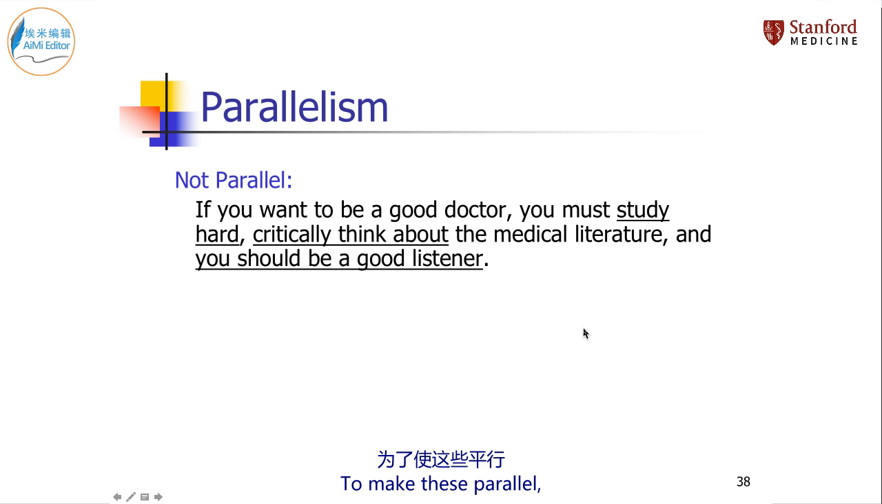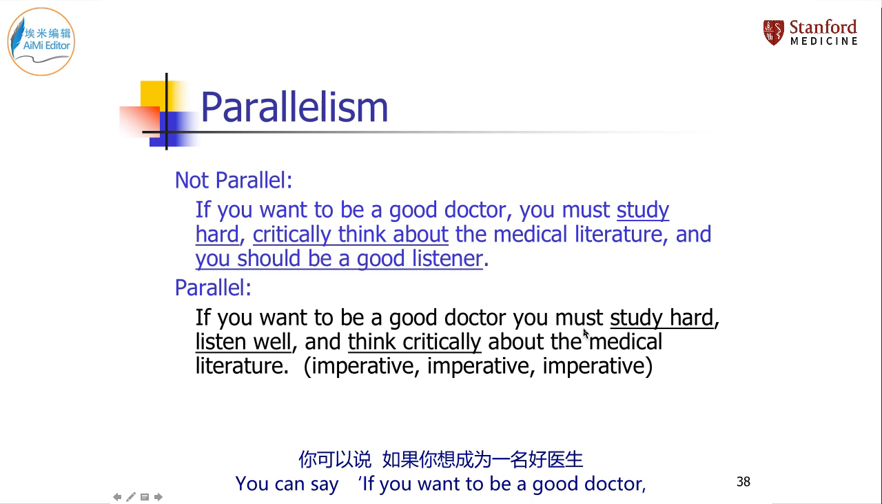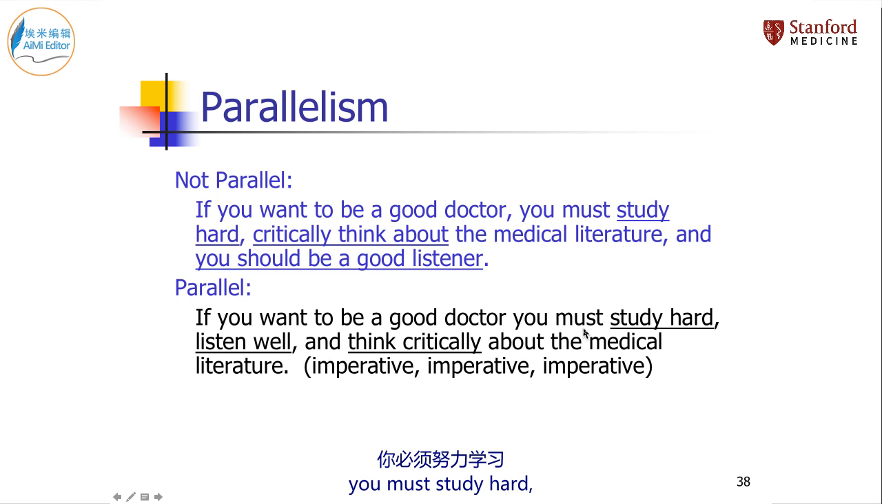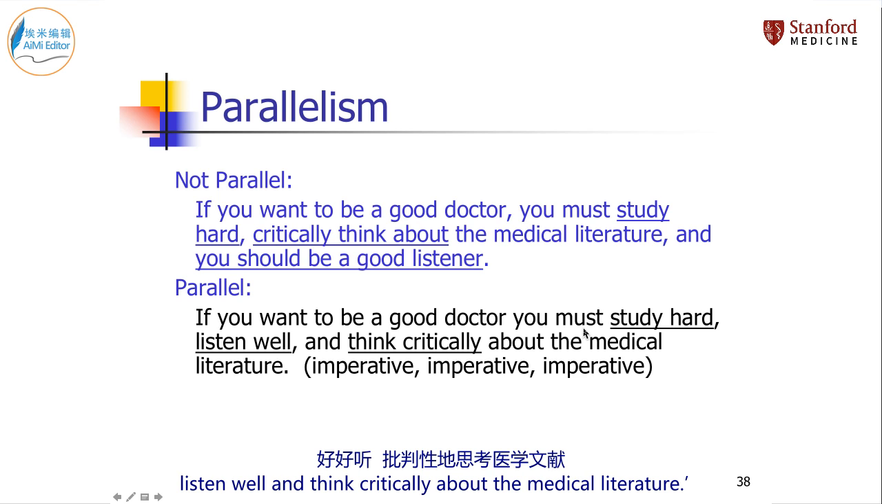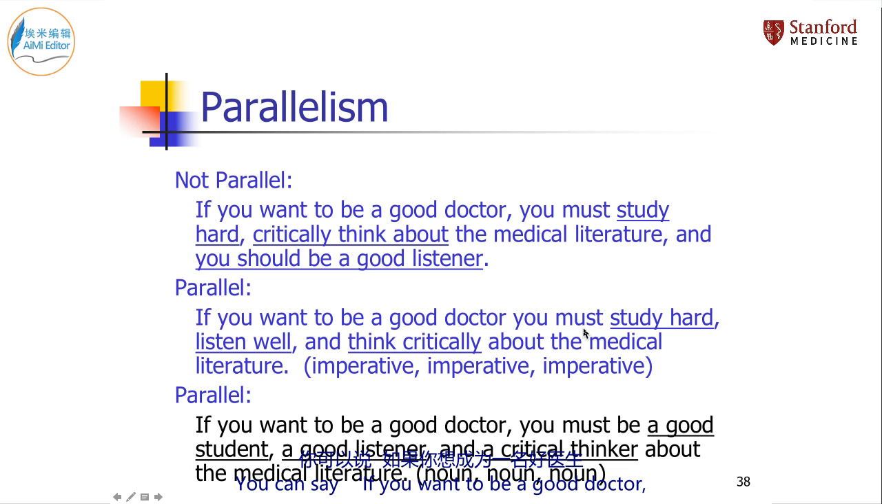To make these parallel, you could make them all imperatives. You could say, if you want to be a good doctor, you must study hard, listen well, and think critically about the medical literature. Or you could also make them all into nouns. You could say, if you want to be a good doctor, you must be a good student, a good listener, and a critical thinker.